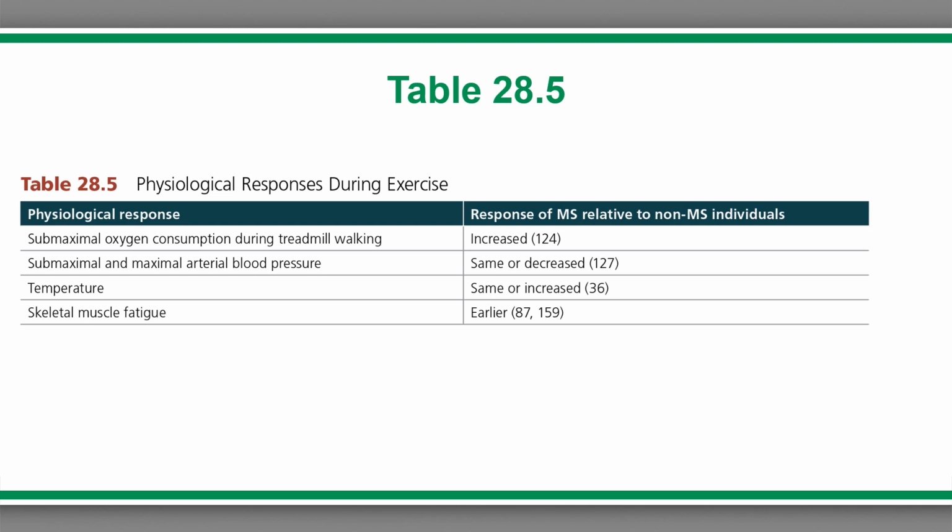Submaximal blood pressure may be the same or decreased because you have some potential autonomic blunting of the blood pressure and heart rate response. You can have an increased temperature response. It just depends on which axons are impacted. And you will, 9 times out of 9 times, have earlier muscle fatigue.